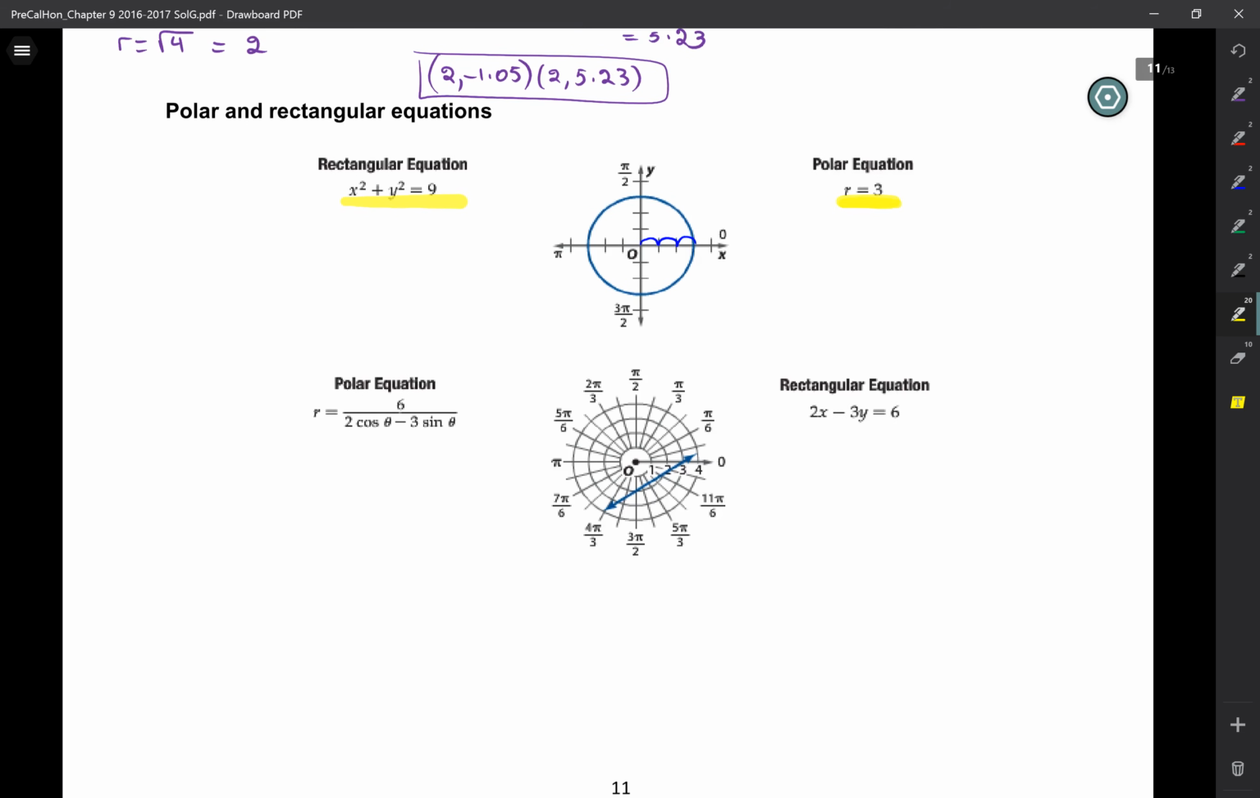So if you take another look at this, this is a line, right? The equation in rectangular coordinates for that line would be 2x minus 3y equals 6. In the polar world, the equation is that mess over there. So now, how do we go from one to the other?